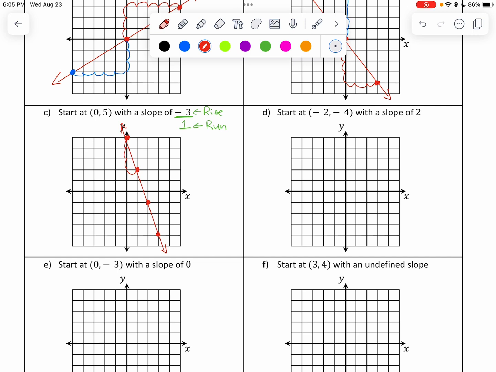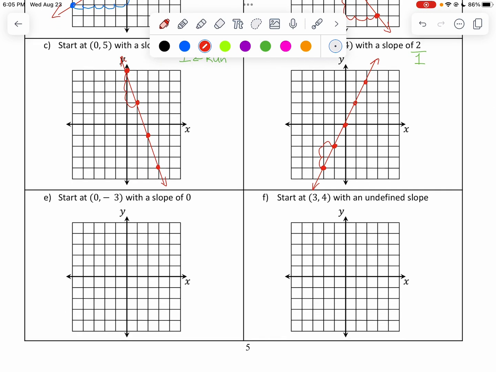Okay, for D, we're starting at -2, -4. So in other words, I'm going 2 to the negatives on my x-axis and down 4 on the y-axis. From there, I'm going up 2, and I'm remembering that this is really over 1. So I'm going to go up 2 for my rise, right 1 for my run, and plot a point. Then I can continue plotting points, going up 2, right 1, and connect all of them with a nice straight line with arrows on the end.